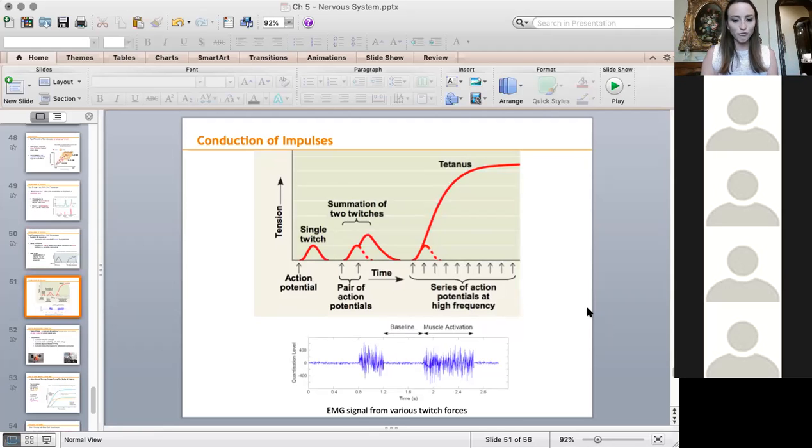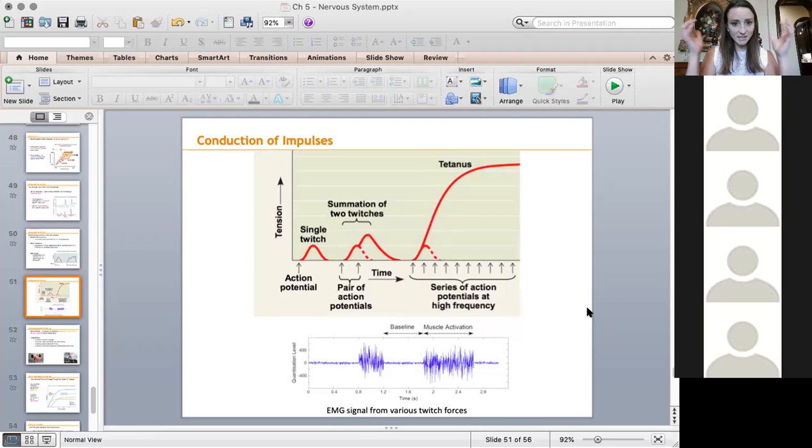Rate coding is also shown in this picture right here, or it's also called manipulation of firing rate. And we see the arrows are being sent to the muscle rapidly and rapidly and rapidly with very little time in between. Look what happens to that tension. That tension increases, that force production gets higher and higher. That's called tetanus. You do have to know this for the exam.